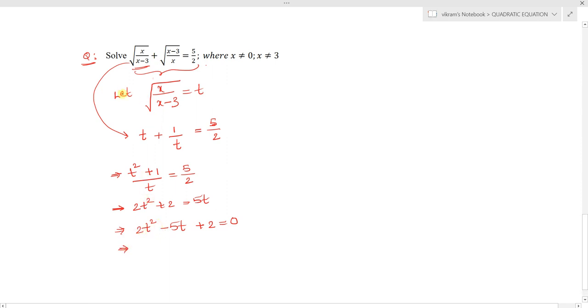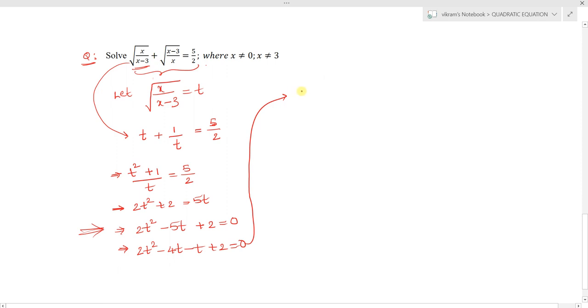Now the given equation is reduced to the quadratic equation. Now we need to find out the values of t over here. We can factorize it as the product must be plus 4, and if we add we need to get minus 5, so 2t square minus 4t minus t plus 2 equals 0. Then we can get the factorization over here.